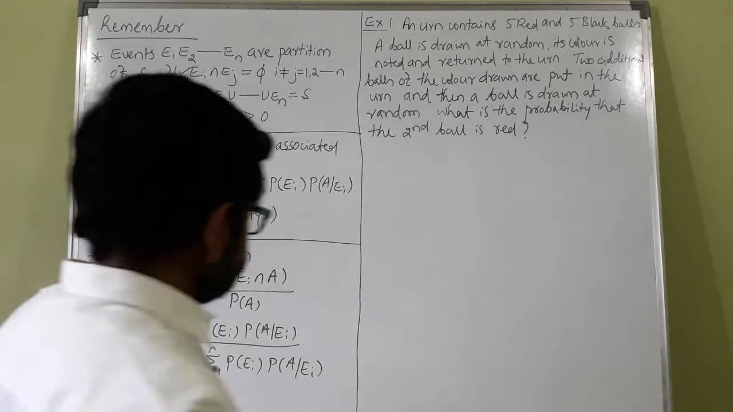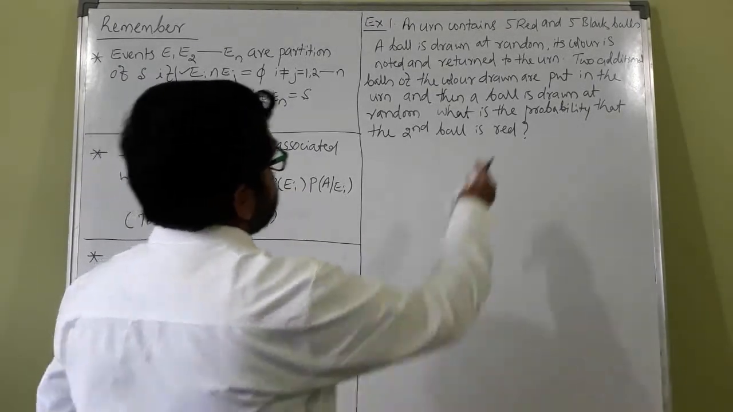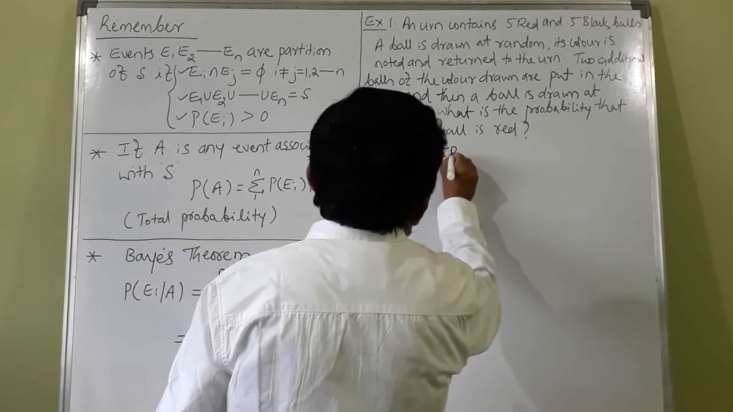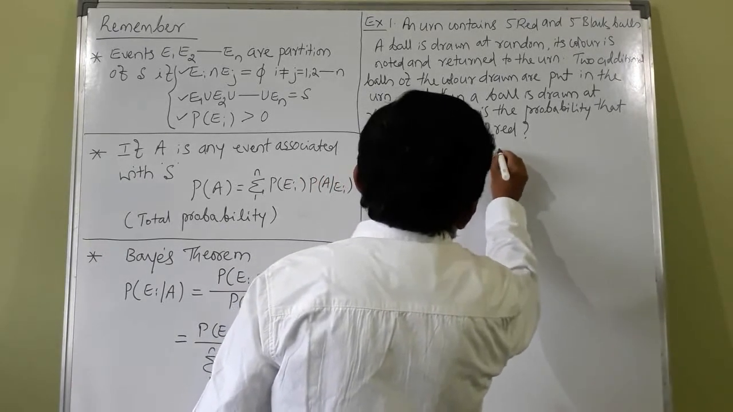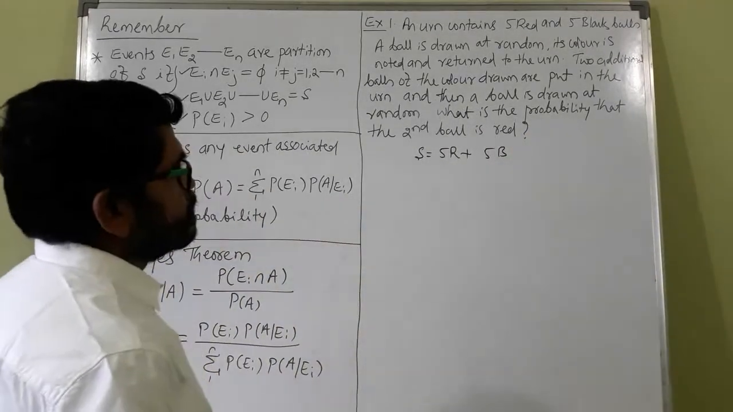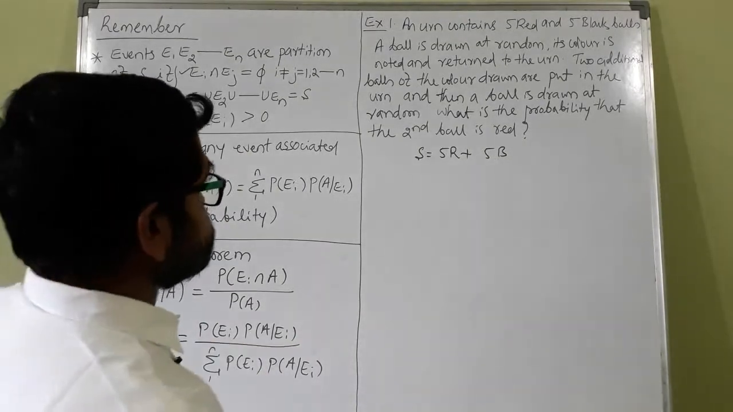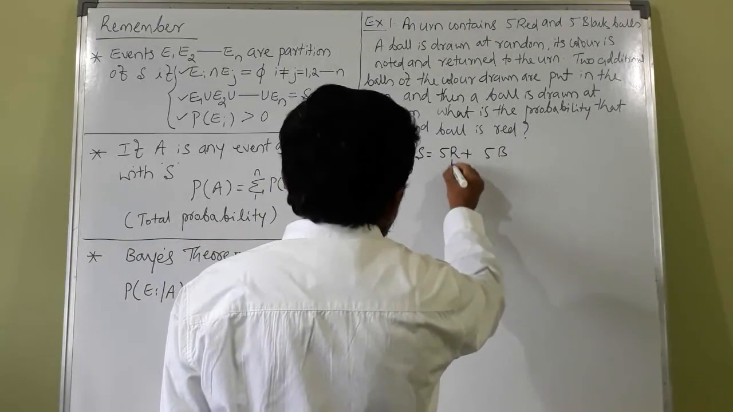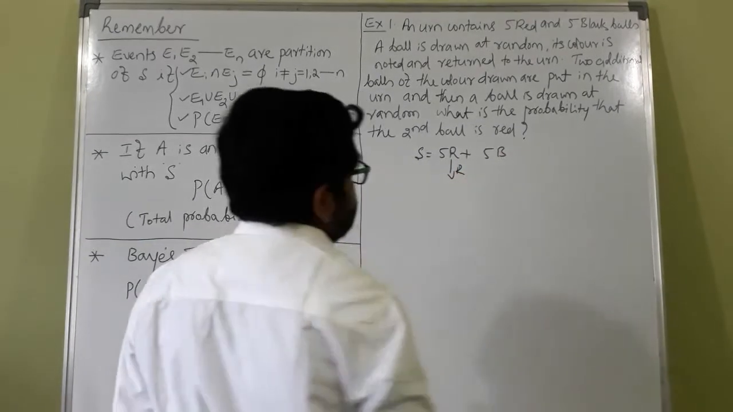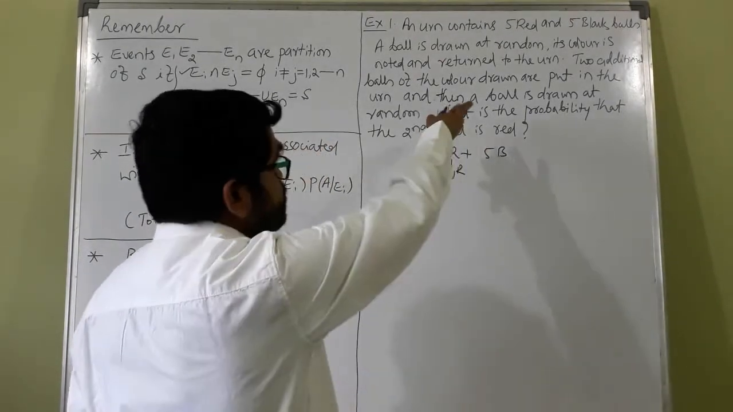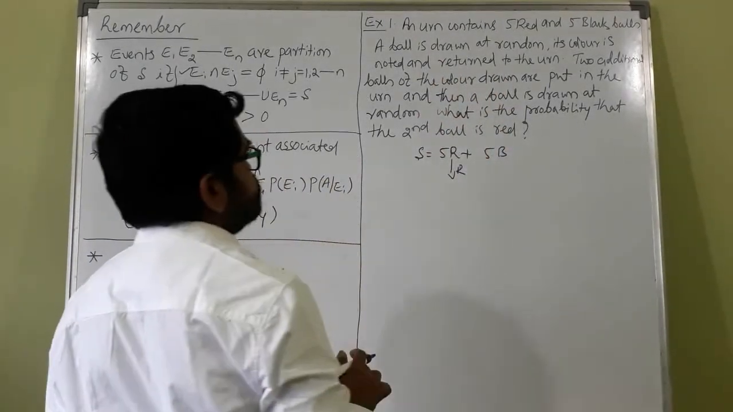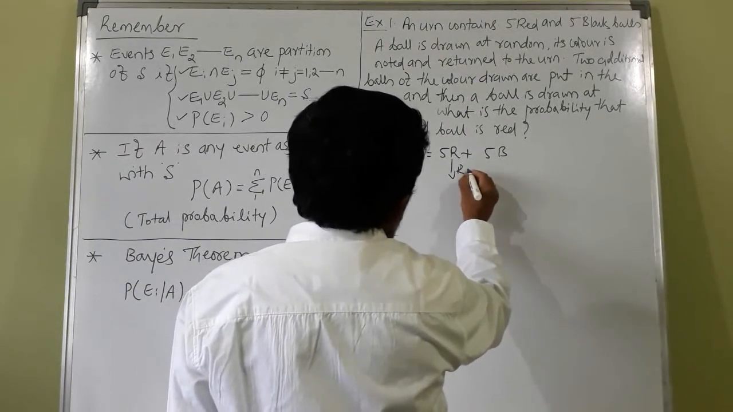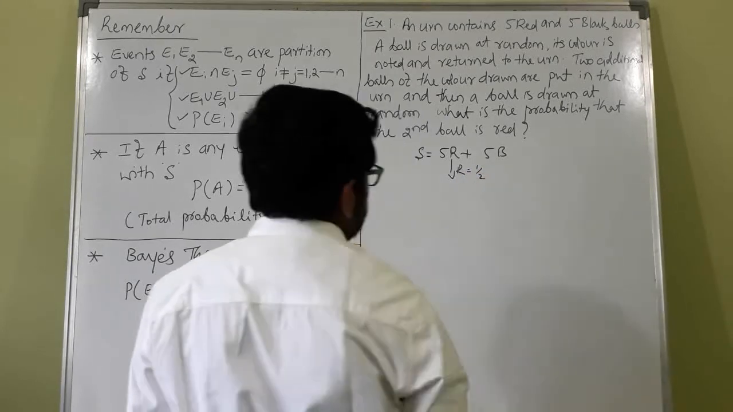You got it? So totally there are 5 red plus 5 black balls. Okay. See, here there are two possibilities. You are going to draw a ball from this total. Suppose the drawn ball is red, and it is returned again. So it is a with-replacement experiment. Then what is the probability of drawing red? This is half.